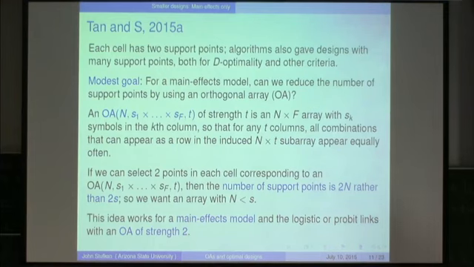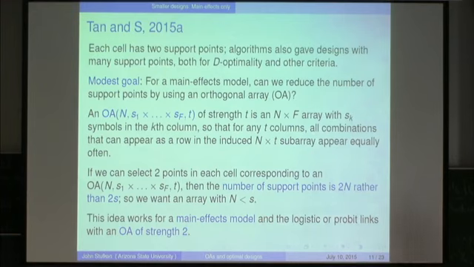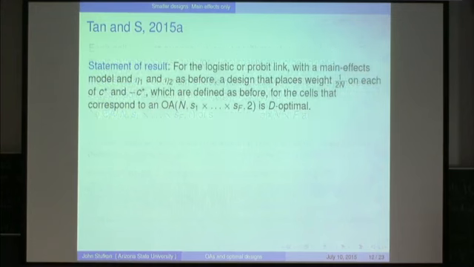So this idea works for a main effects model and for the logistic and probit links when using an orthogonal array of strength 2. So this value of t, we can just take it as 2 when we have a main effects model. And that's very, very similar to what one sees with linear models.